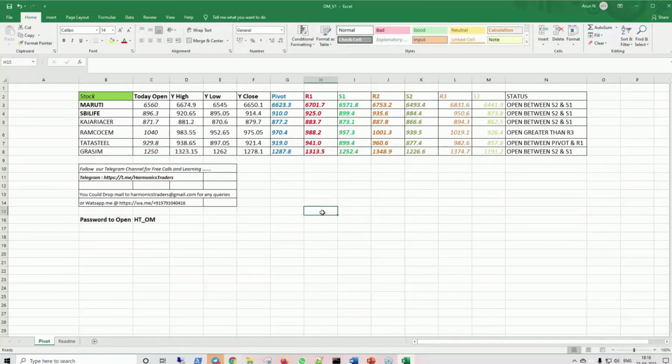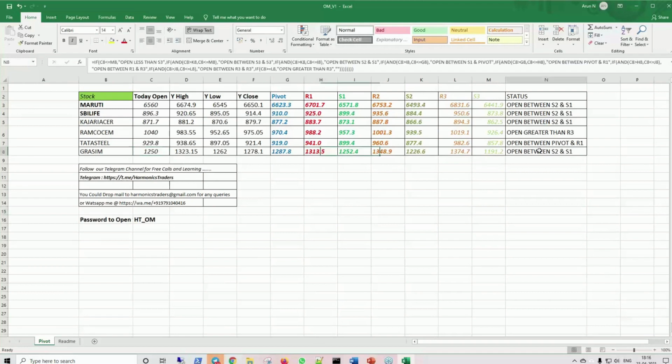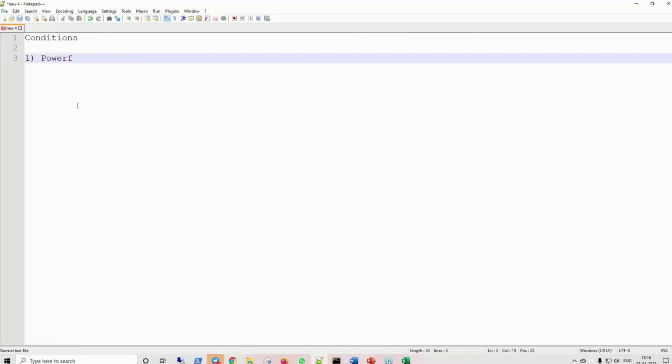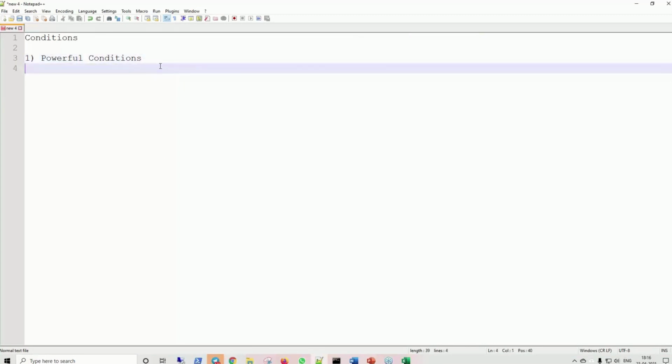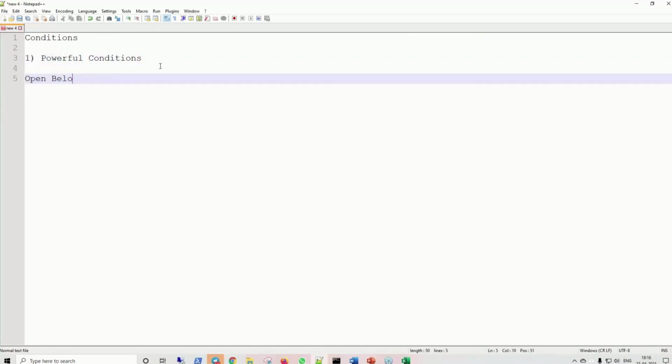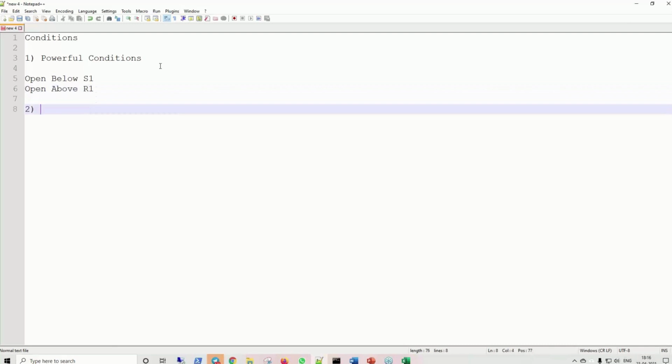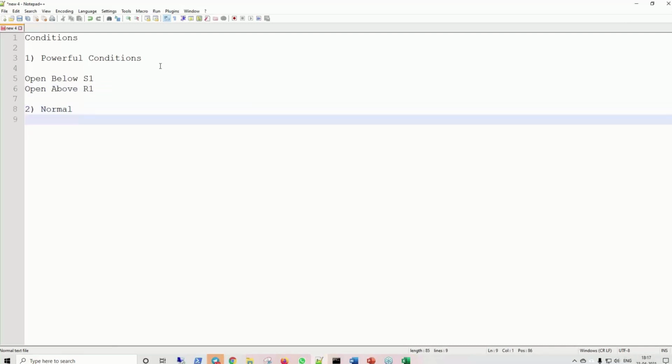Now, once you enter the open, here it says the open is between S2 and S1, right? So this is one condition. We have multiple conditions, but the most powerful conditions are open below S1 and open above R1. Initially I'll be elaborating on the powerful ones, then we'll go with the normal ones and check some examples, and I'll teach you how to do this by yourself.